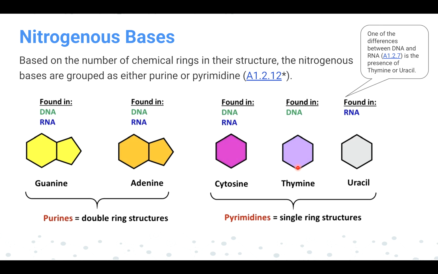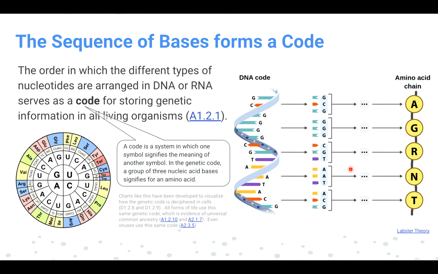Okay, so guanine and adenine, found in both DNA and RNA, have a double ring structure. Cytosine, thymine, and uracil are the pyrimidines, which have a single ring structure, whereas uracil is only found in RNA. Now let's talk about the sequence of the bases, which forms a code.